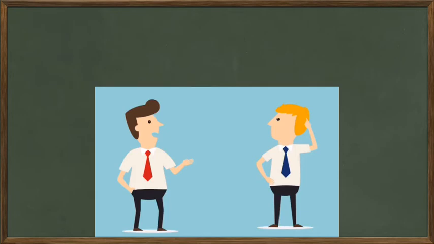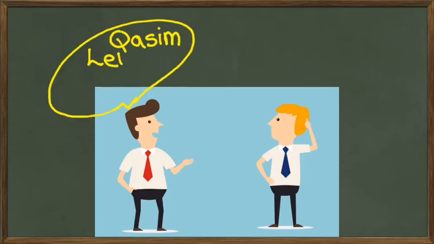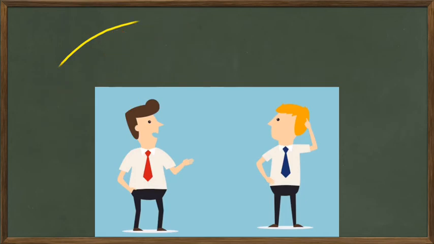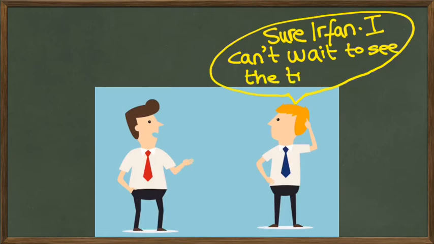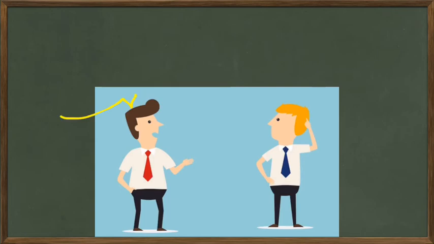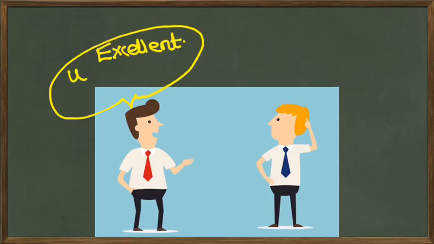Irfan and Qasim are having a conversation. Qasim, let's go to the zoo. Sure, Irfan, I can't wait to see the tigers. Excellent. We can take the bus.